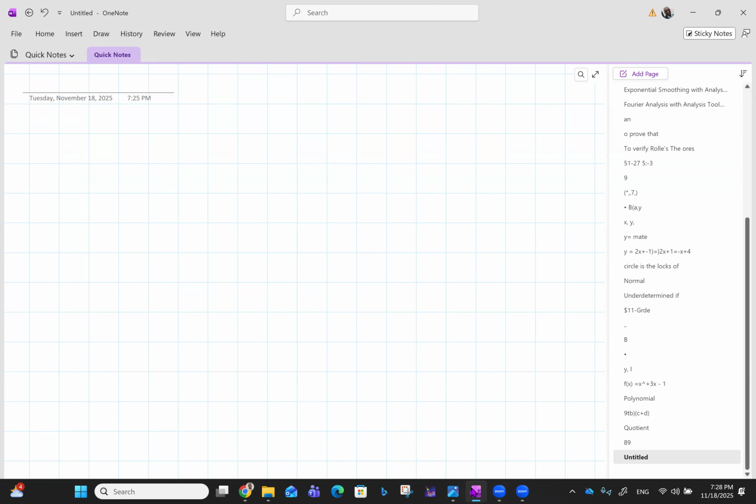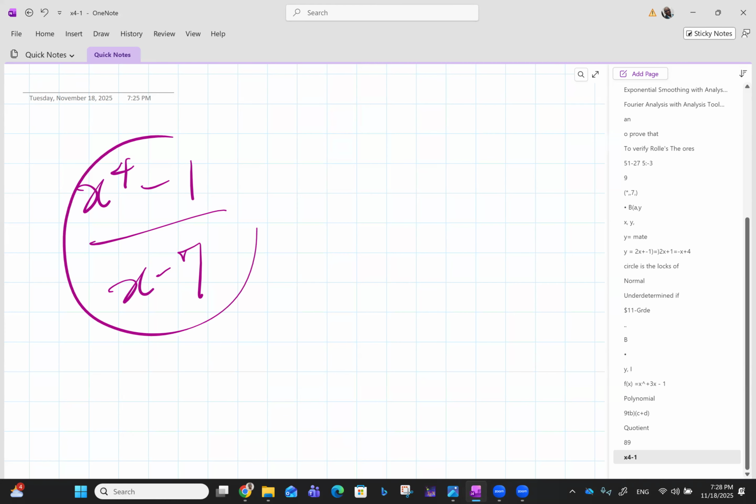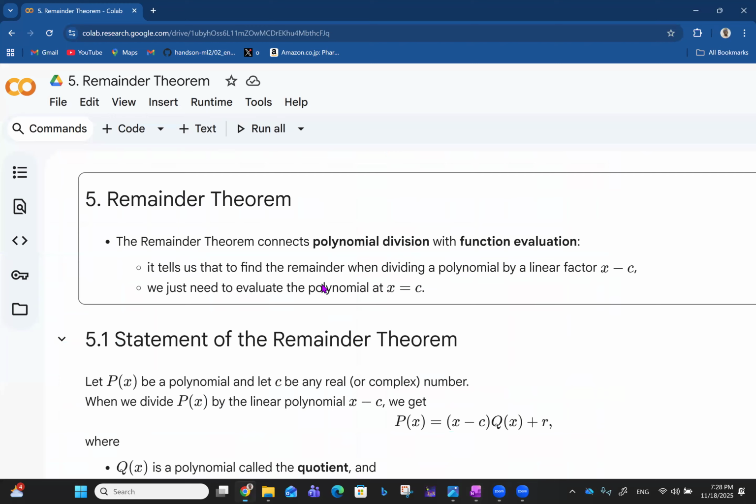So what this is telling us is that if you need to divide, like what I did yesterday, x raised to power 4 minus 1 by x minus 7, all you just need to do is to evaluate the polynomial at x equals c.